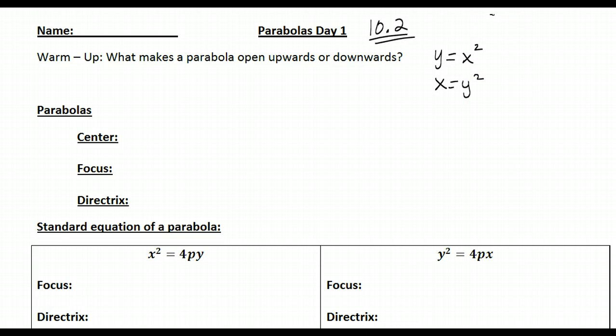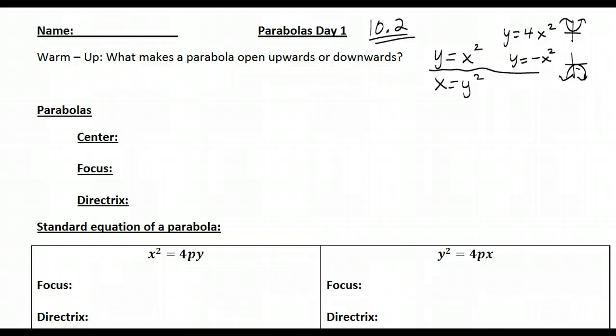Now, a quick question. Do you remember back from Geo 2 what would make this open up or down? Okay, hopefully you were thinking if we have a positive, it goes up, and if it's a negative, it goes down. All right, we're going to work on graphing today, and we're also going to create equations for these parabolas. So I need to give you a few definitions before we start.